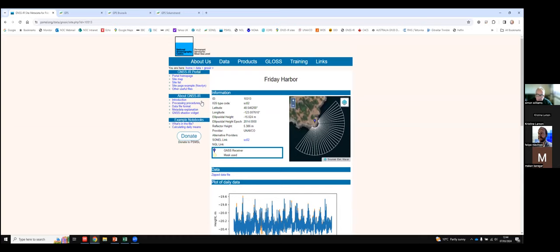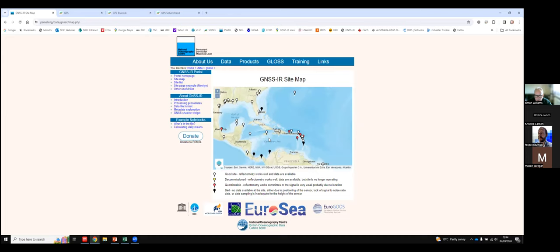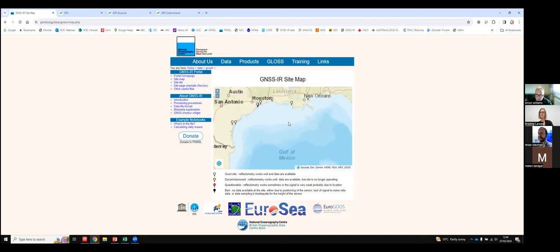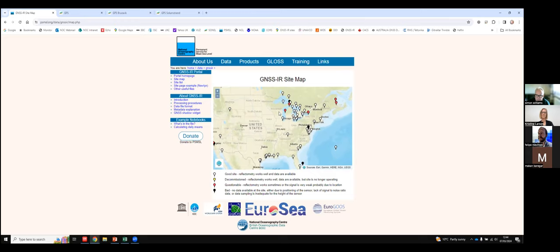Or you can use it to see whether the site you're thinking of has already been processed and whether it works well. Or if it's not in this system, can you get the data and can you use it? We're constantly updating this as more sites come through. And although it's a mean sea level, we do include the rivers and lakes that we've been processing.